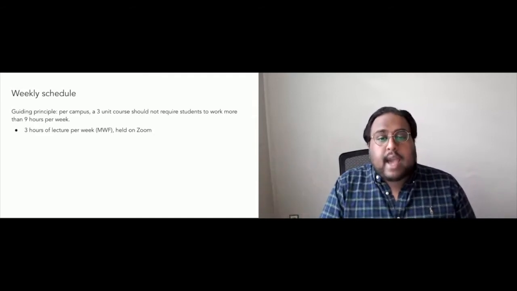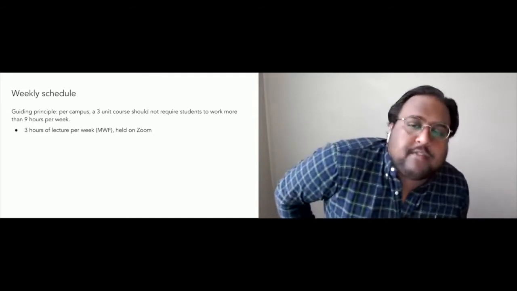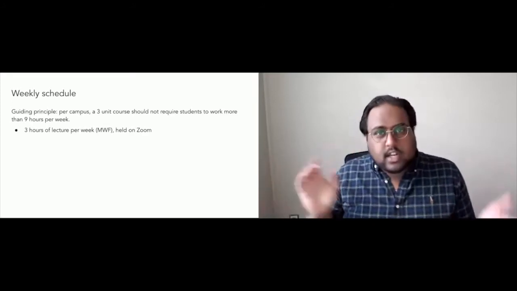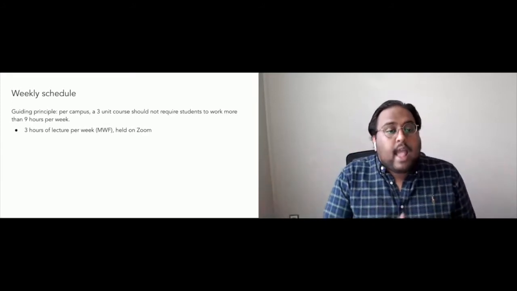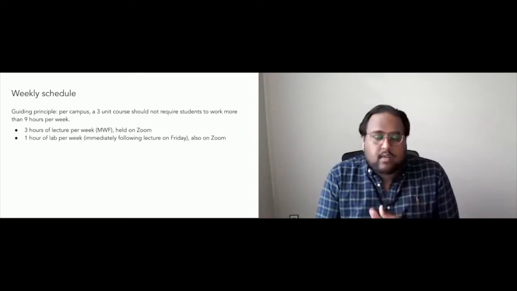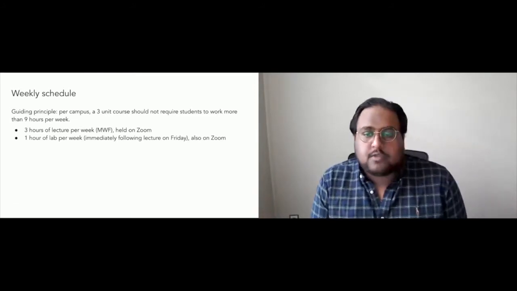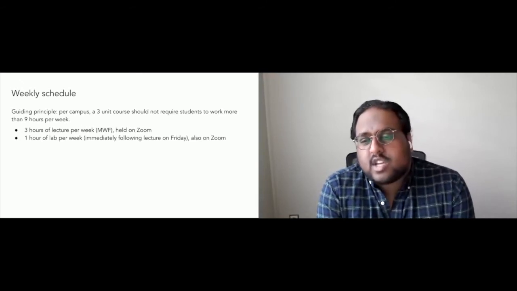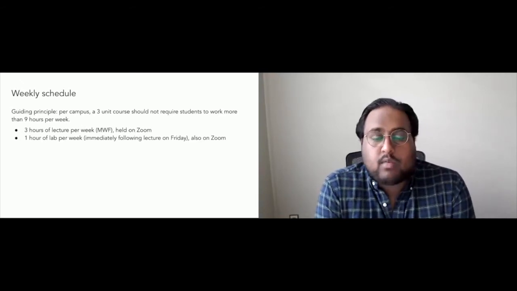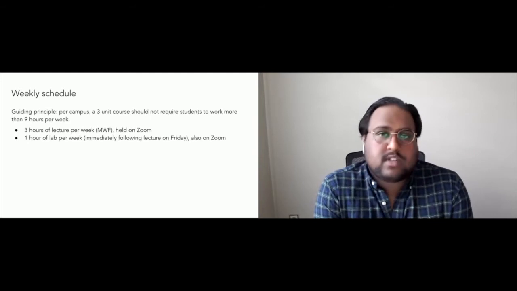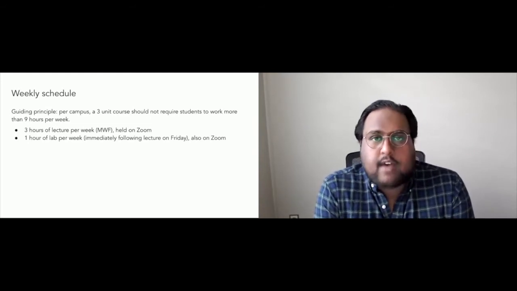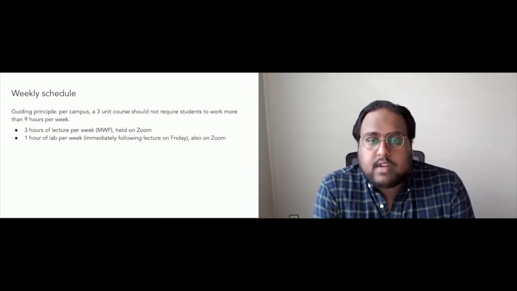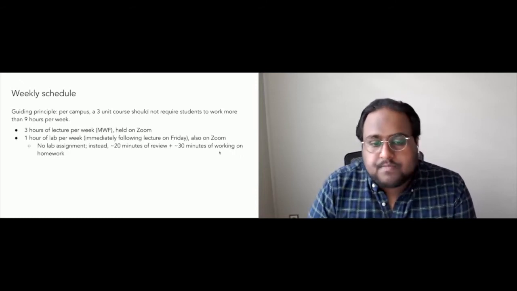We started with 3 hours of lecture per week, Monday, Wednesday, Friday, 50 minutes, held on Zoom. Everything was done synchronously. We also had 1 hour of lab per week immediately following lectures on Friday, also done on Zoom. Now, instead of having a lab assignment, we instead spent the first 20 minutes or so of lab reviewing the concepts that were relevant to that week's homework, and the latter half of lab working on that week's homework. And I'll talk about homeworks momentarily.